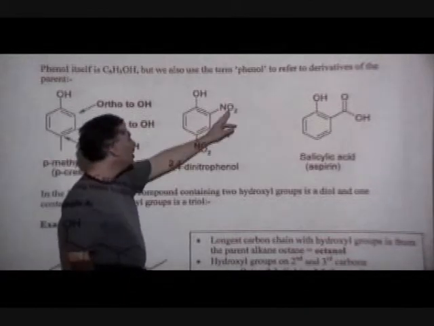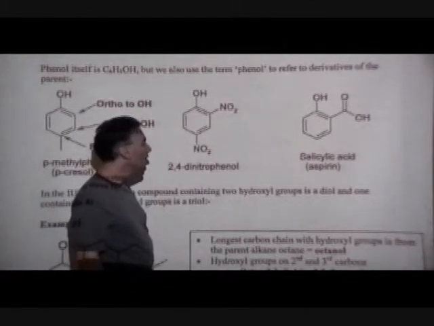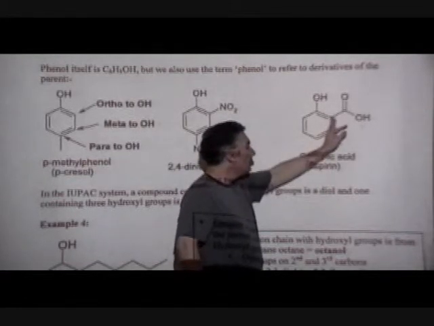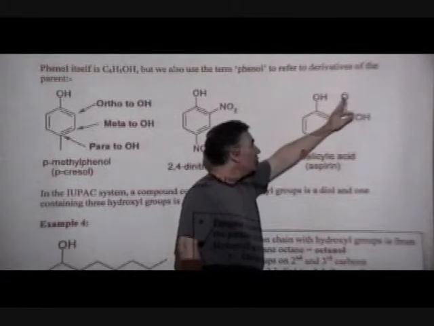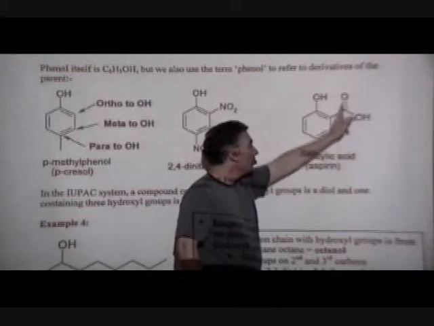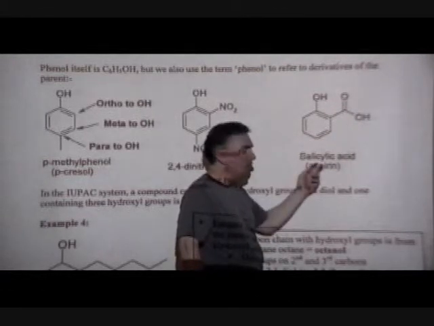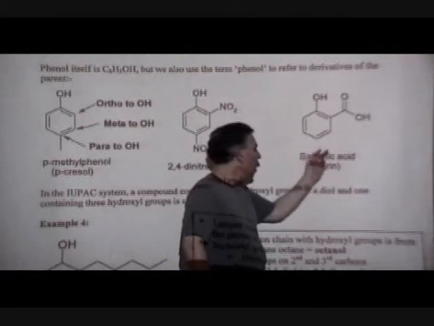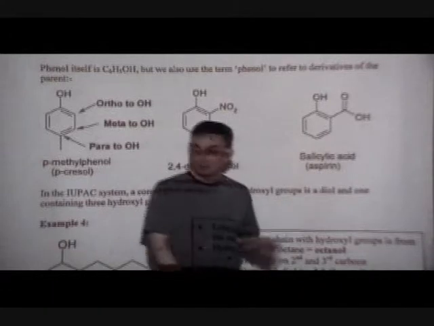So 2,4-dinitrophenol. And sometimes the alcohol group is upstaged. For example, we'll see later, a COOH, a carboxylic acid group, makes this compound a benzoic acid derivative. Specifically, we know it as salicylic acid or aspirin for pain and fever.